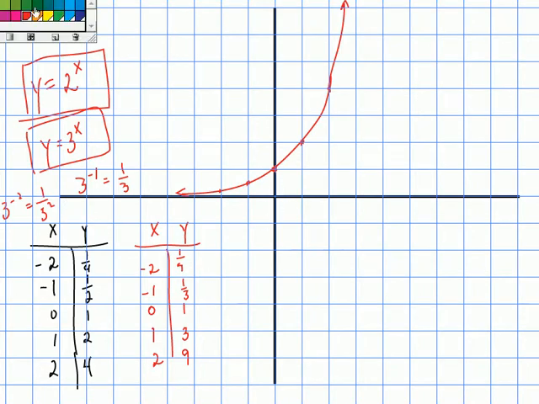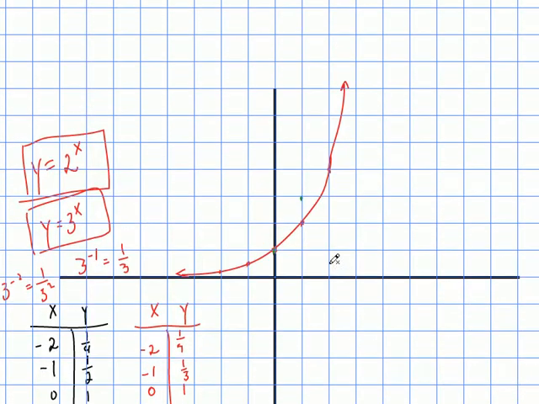I should have done this a different color. Let's try this green. It still goes through this point right here, but now when I go over 1, instead of going up 2, I go up 3. Instead of over 2 up 4, I go over 2 and up 9, which is way up here, so it's a lot steeper. Okay, I guess I could scooch this down and find where 9 is. 1, 2, 3, 4, 5, 6, 7, 8, 9. So it goes way up here like this. See what the curve looks like?